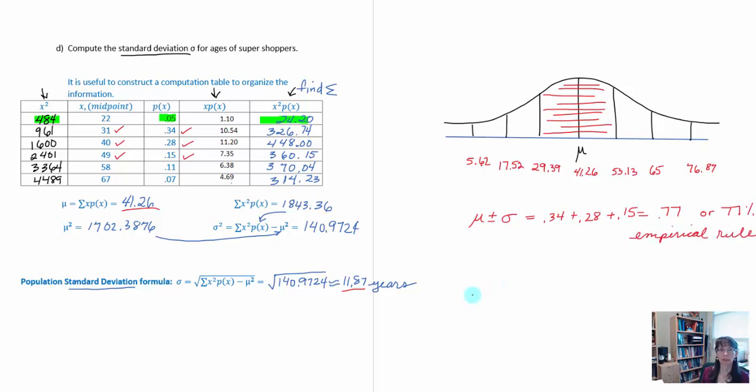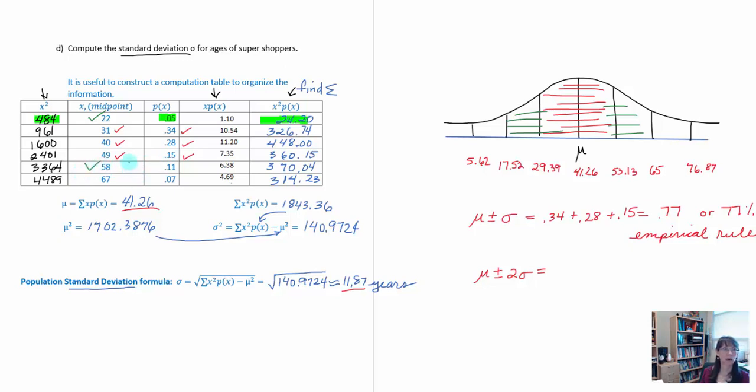Let's look at what happens within 2 standard deviations of the expected value. This would include these regions I'm shading in green. So this would include the region 17.52 to 65 years old. So we don't have any super shoppers as young as 17, but our 22-year-old would be included, and so would the 58.